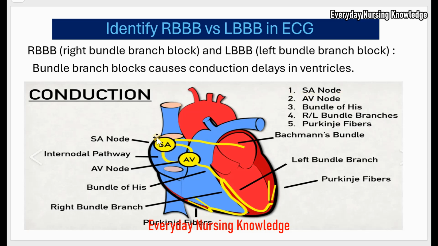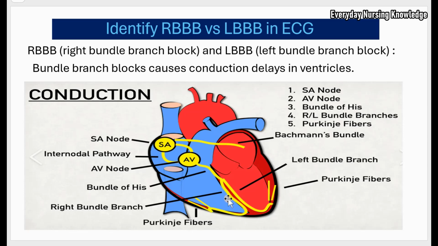The SA node generates an impulse and it transmits to the AV node. From the AV node to the bundle of His. The bundle of His divides into right and left bundle branch and finally into Purkinje fibers. The bundle of His transmits the impulse to the left first and then the right. So septal depolarization starts from left to right, and then both ventricles, right and left, contract simultaneously.